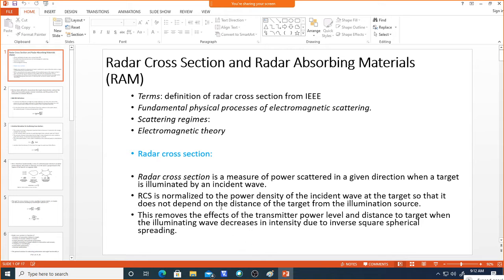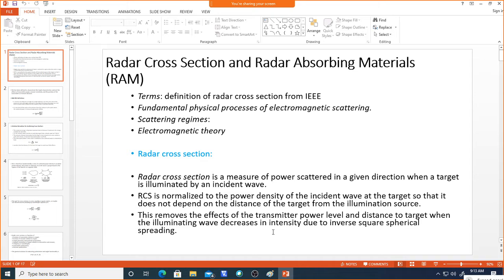Once you normalize, this also removes the effect of the transmitter power level, because whatever you transmit, watts, kilowatts, or megawatts, that is also normalized. Again, it does not depend on the distance. The distance to the target matters because the illuminating wave decreases in intensity due to inverse square spherical spreading. Whenever you transmit a signal with a power level and it travels a distance to the target, as the distance increases, the power obviously reduces and the intensity decreases.